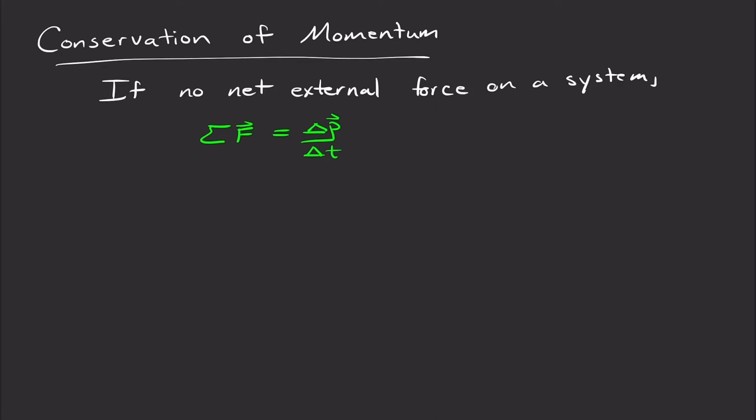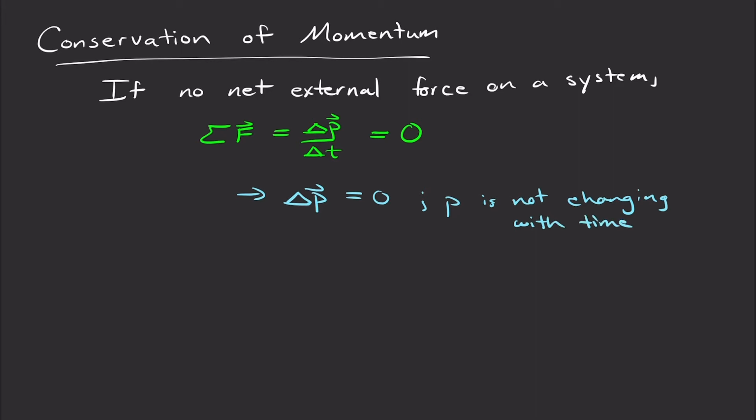If this equals 0, if the net force equals 0, then that must mean that the momentum is not changing. So the change in momentum is 0. So p is not changing with time. It must be constant.